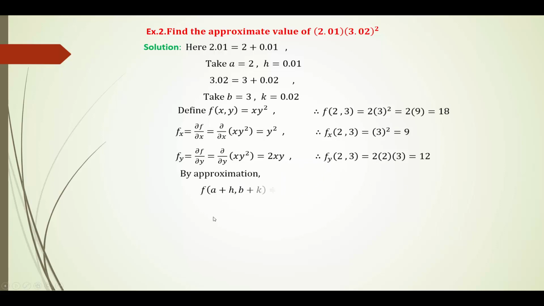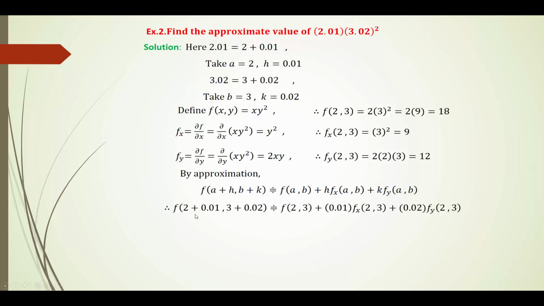Use the formula of approximation: f of a plus h, b plus k is approximately equal to f of a b plus h into fx a b plus k into fy a b. Put the values of a, b, h, k here: a is 2, h is 0.01, b is 3 and k is 0.02. Therefore, we get f of 2 plus 0.01 and b plus k means 3 plus 0.02 is approximately equal to f of 2 3 plus h is 0.01 into fx 2 3 plus k is 0.02 into fy 2 3.